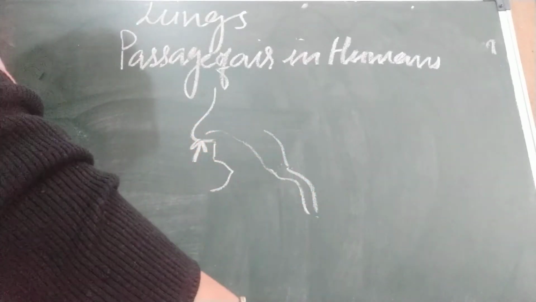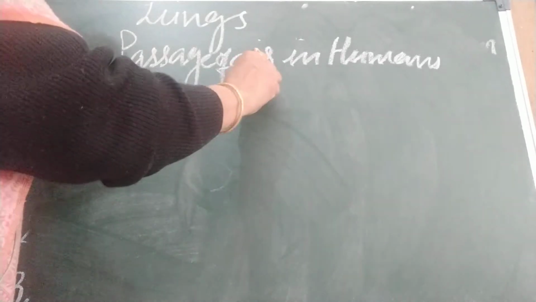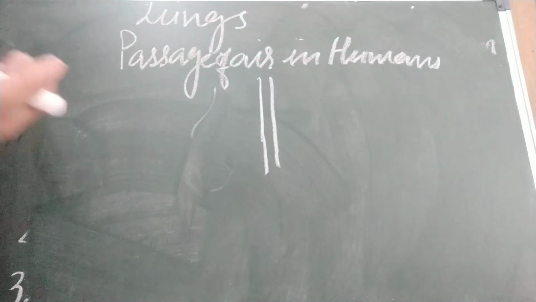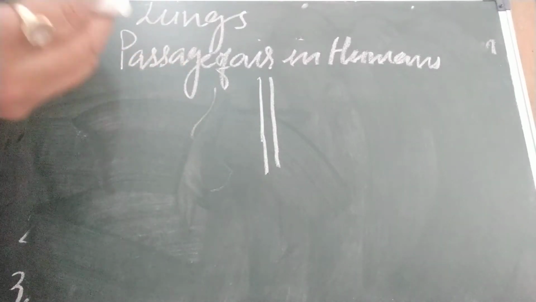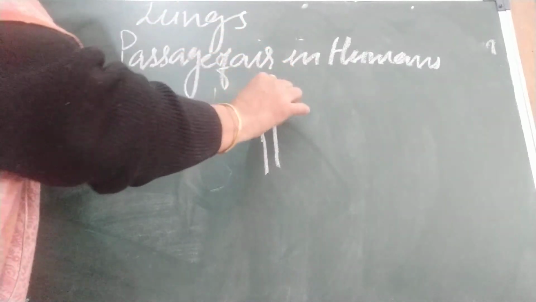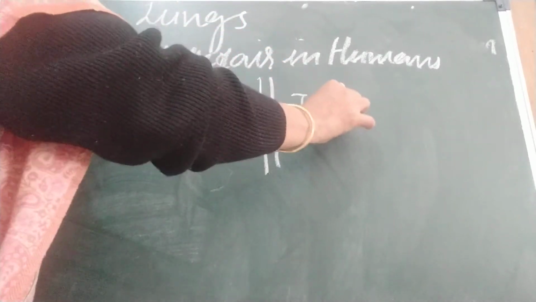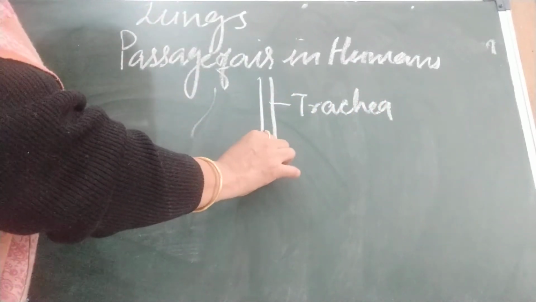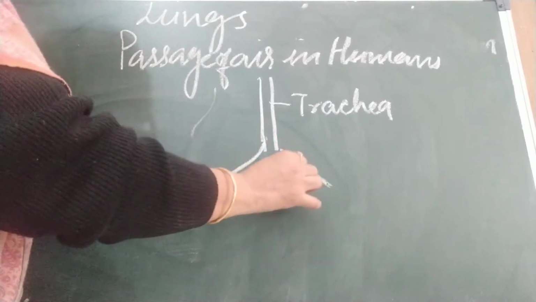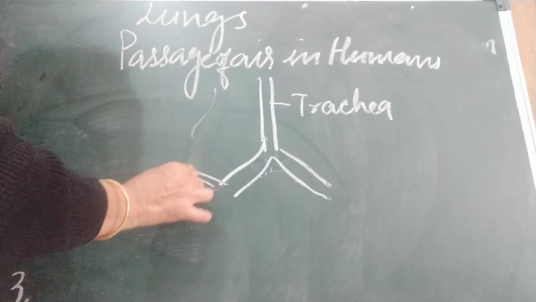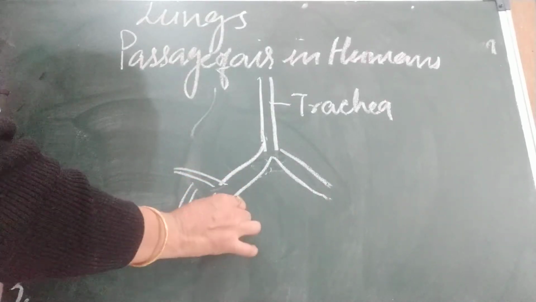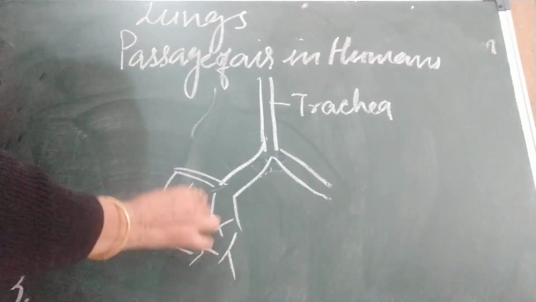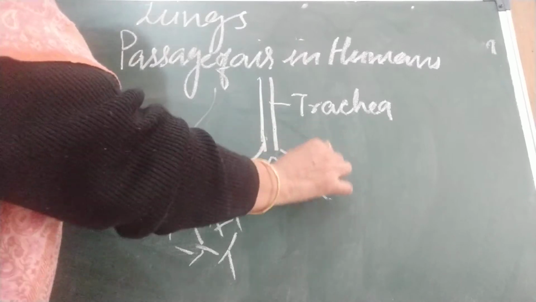After the larynx, I am going to draw here, the trachea is there. This is made of cartilage, half-ringed structure. You can feel it. This is the trachea. The trachea opens into the bronchi. These bronchi further divide into several bronchioles, very tiny tubes. We call them bronchioles. So this is the trachea, this is the bronchi.